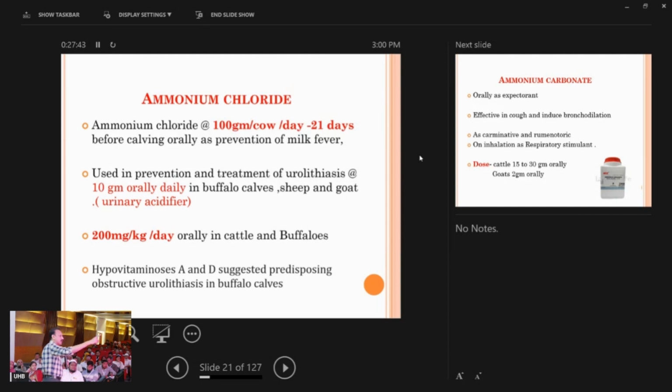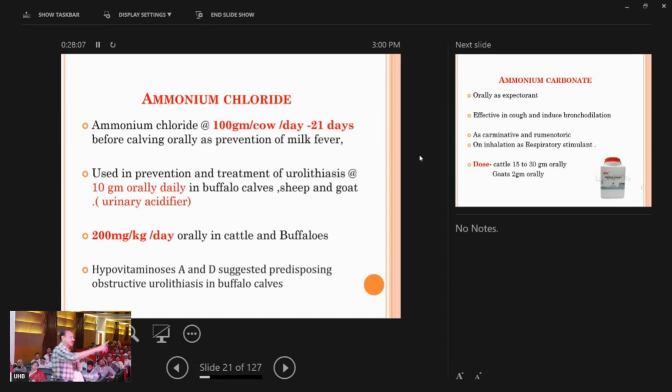So ammonium chloride. What are the anionic salts? Ammonium chloride, magnesium sulfate. All these things are anionic salts. Whichever is cheaply available in your market, you can get it as an ionic salt and use it orally for 3 weeks so that you can prevent milk fever. And you can check it. I will tell you tomorrow how to check by using pH. You can check how it is affecting your milk.